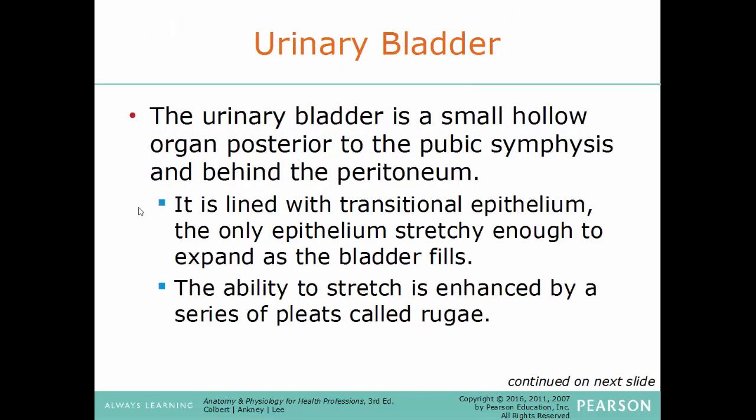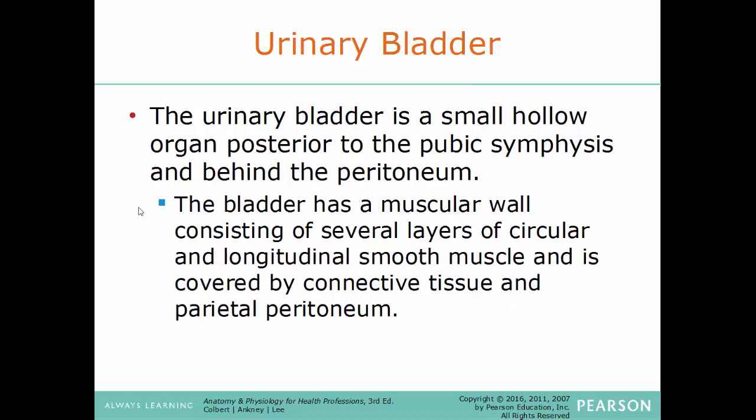That takes us to the urinary bladder. The bladder is a small, hollow organ that's posterior to the pubic symphysis and behind the peritoneum. It is lined with transitional epithelium. It is the only epithelium that is stretchy enough to expand as the bladder fills, and the only place you'll find this type of epithelium is in the urinary tract, so within the bladder, within the urethra, within the ureters. And the ability to stretch is enhanced by a series of pleats called rugae. It's like we had rugae in the stomach that allow it to expand and then recoil back to its normal size. It's the same setup here.